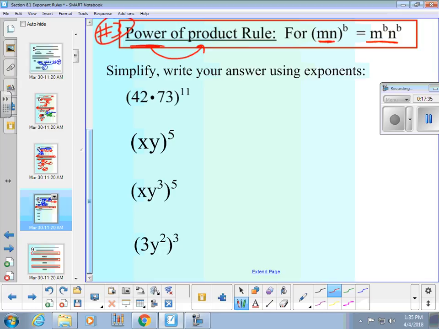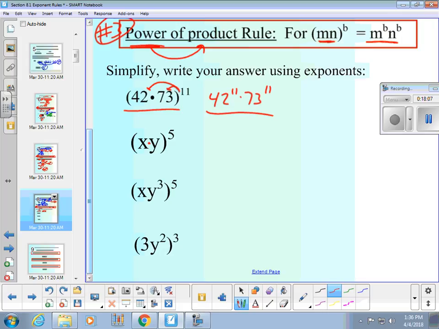Again, try the 4 problems right here, and I'm going to show you the answers right now to them as well. Like this first one, 42 times 73 to the 11th power. Again, if you want to think distribute, if that helps you figure out what to do, that's fine with me. Really know what we're really doing is applying that power to each thing. 42 to the 11th times 73 to the 11th. If I punch this in my calculator, or I punch this in my calculator, they are the same thing. It works.